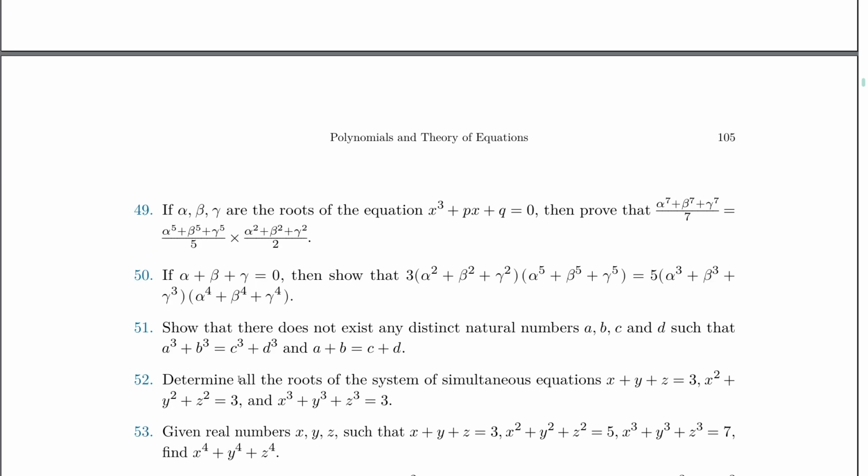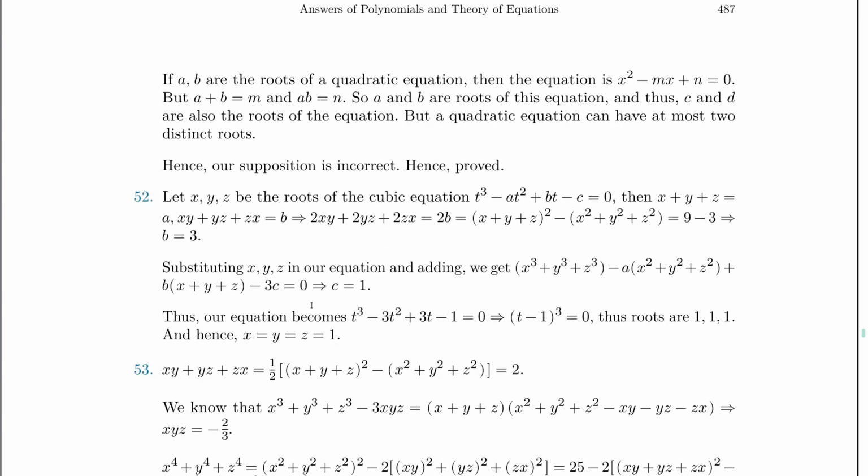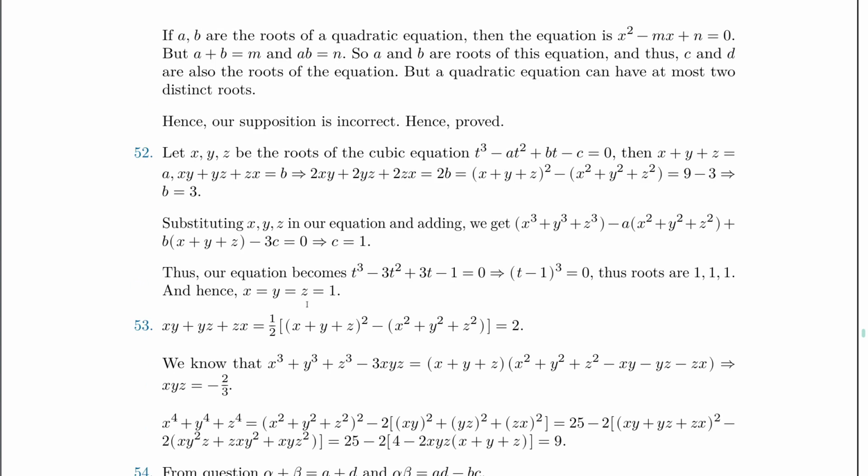Okay, now we solve question 53. Given real numbers x, y, z such that x plus y plus z is equal to 3, x square plus y square plus z square is equal to 5, x cube plus y cube plus z cube is equal to 7, find x to the power 4 plus y to the power 4 plus z to the power 4. So this is a similar problem like we have solved earlier.